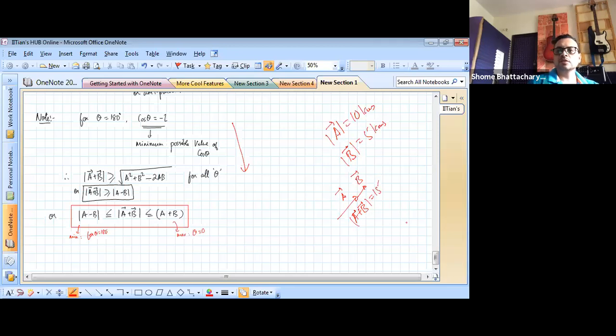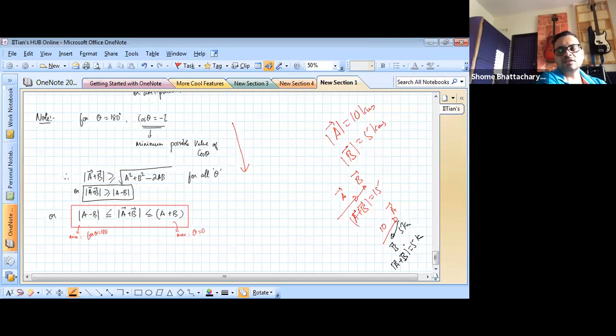Not possible. Whereas the minimum will happen when A and B are opposite to each other. So if A is a displacement like this of 10 and then B becomes a displacement exactly opposite, you are actually taking a U-turn and coming back 5 kilometers. In that case, your resultant displacement will become how much? Your resultant displacement will become only 5, the difference of the two. So can it be less than 5? No, because you're combining 10 and 5. So combining 10 and 5, the minimum possible value is when they are opposite to each other. And in that case, you're going forward 10 and then coming back 5. So your displacement has to be a minimum of 5.